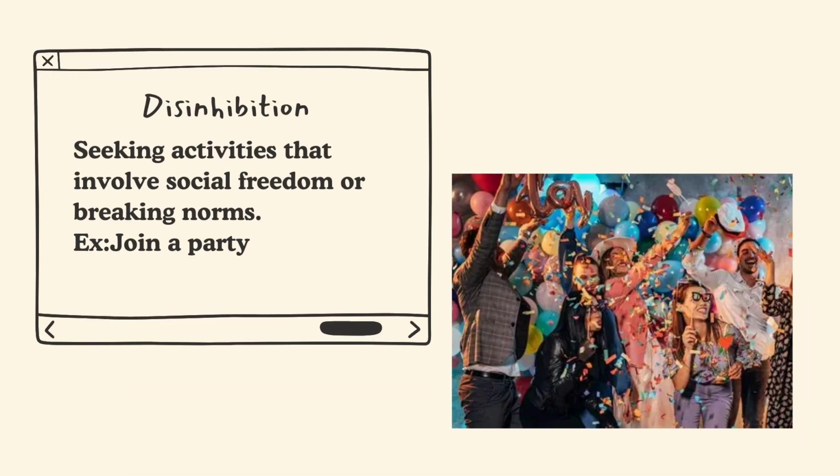Disinhibition is seeking activity that involves social freedom or breaking norms. For example, join a party. And when we say join a party, you can usually do whatever you want, like drinking, smoking. Maybe you punch some people because you drink too much.